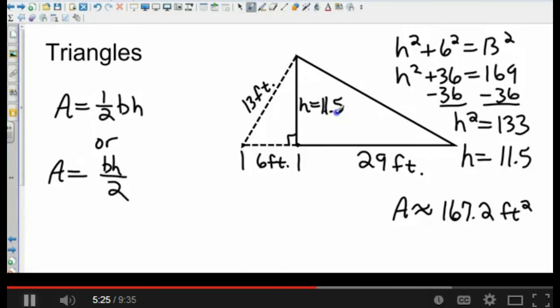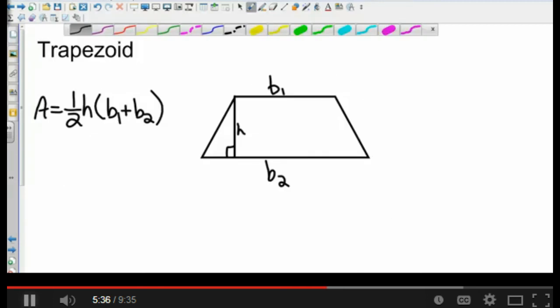Now let's move on to 11-2, which is going to give us area of trapezoids, rhombi, and kites. In our trapezoid, we have 1/2 of the height times base 1 plus base 2. It doesn't matter which one you consider base 1 or base 2. You could put the bottom one as B1 or the top one as B2. It doesn't make any difference.